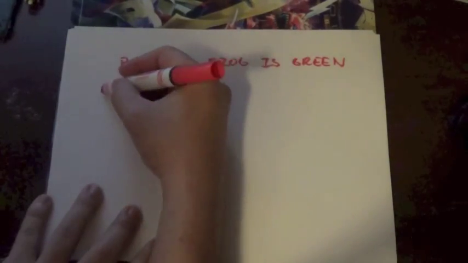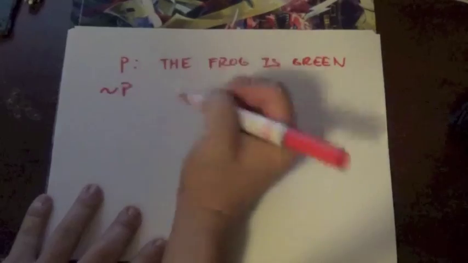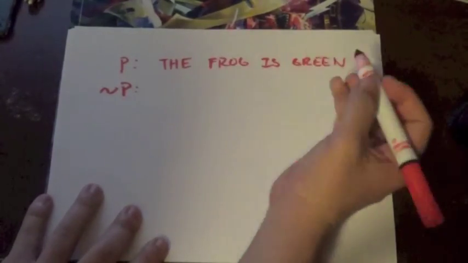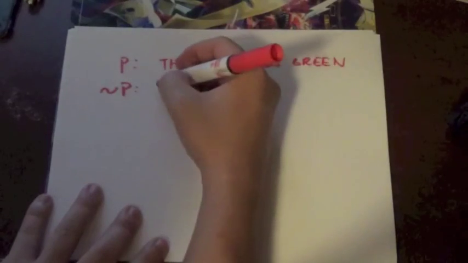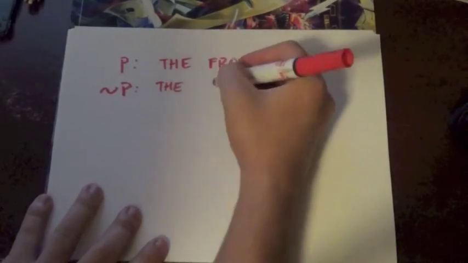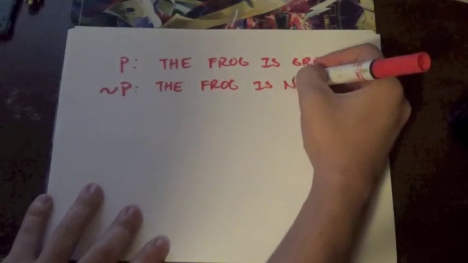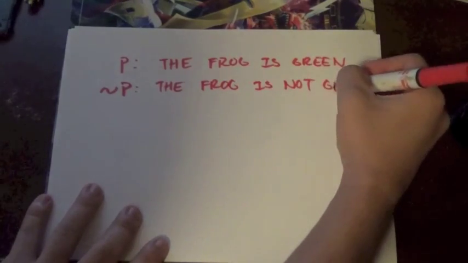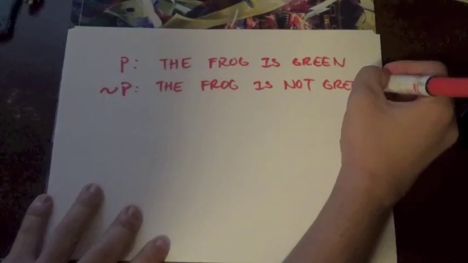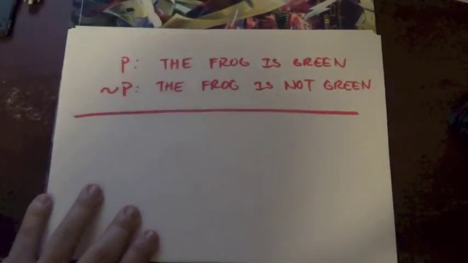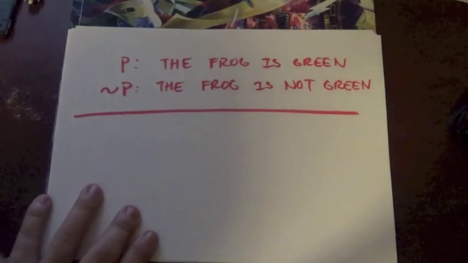For every statement, there's an opposite or negation. We use this symbol to denote that. What would be the opposite of statement P? It would be to say that the frog is not green. That's the most basic thing we can do with a statement.